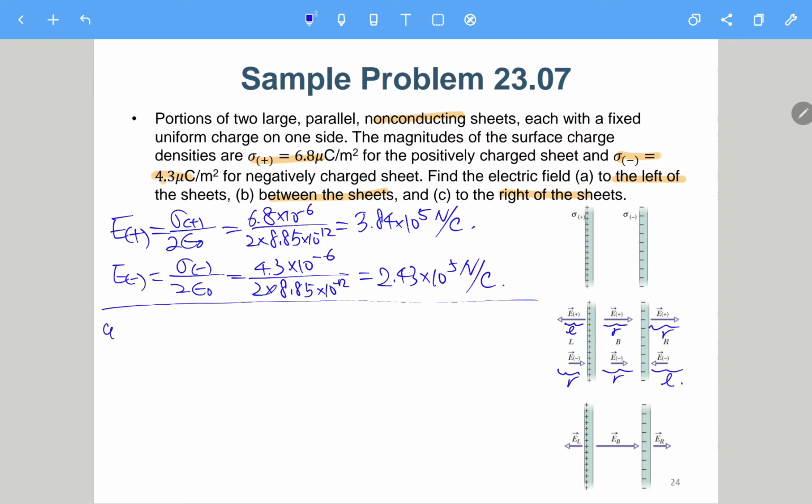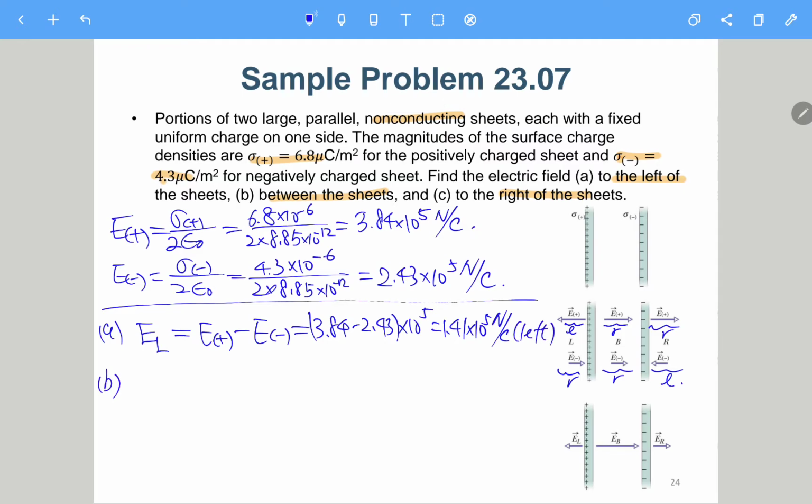And for A, we would like to calculate the E on the left side, E to the left of the plates. So E_L would be E plus minus E minus. So it would be 3.84 minus 2.43 times 10 to the 5th power, which is 1.14 times 10 to the 5th Newton per Coulomb, and then it should point to the left side.